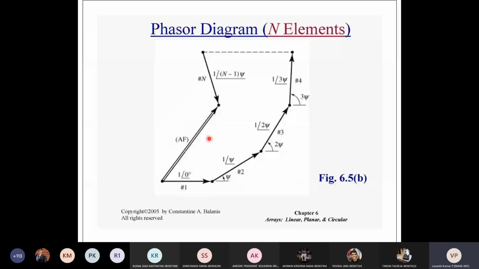And what will be the value? It will be 1 plus 1 plus 1, and so on. For an N-element array, the array factor AF maximum will be N, and that will happen at psi equal to 0. Have you understood this? Yes, sir. When psi is equal to 0, the array factor has its maximum value, which is equal to N.